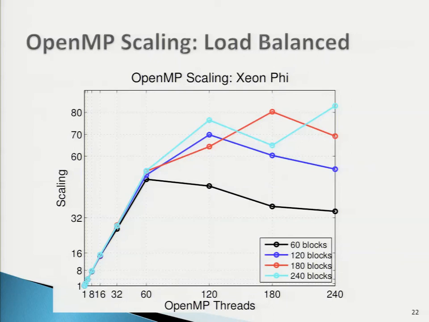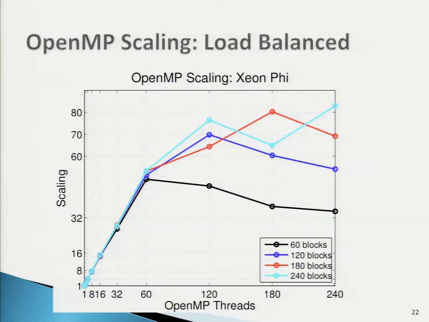If I have 120 blocks, we get good scaling up to 120. The scaling starts to drop off here because up to this point you're assigning 1 thread per block, and then after this you're putting 2 threads per core. So you're starting to saturate the cache and the bandwidth. And you can see that as you increase the number of blocks, so 180 blocks scales well up to 180, and then 240 scales all the way up to 240 threads.